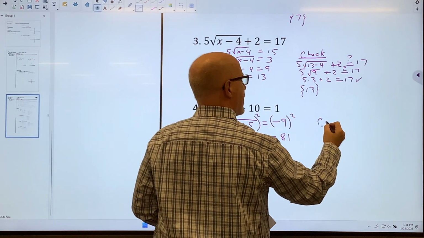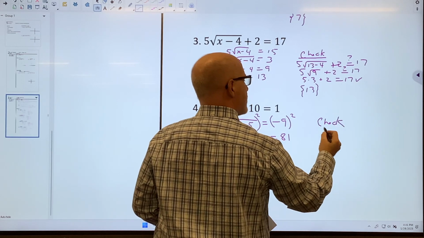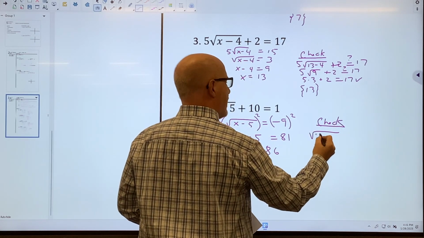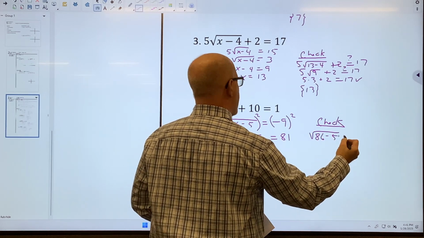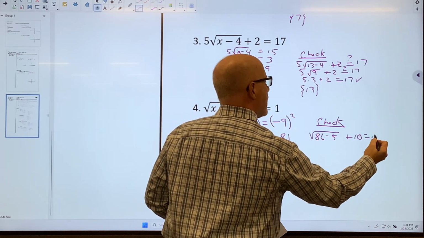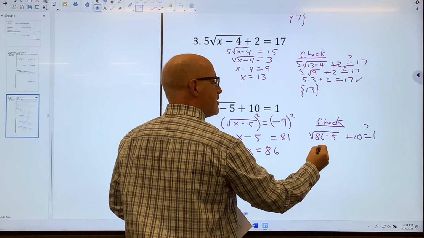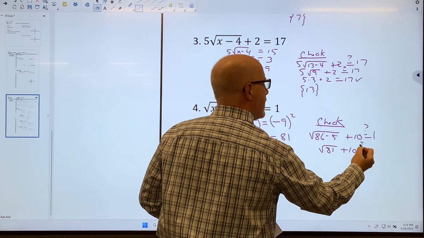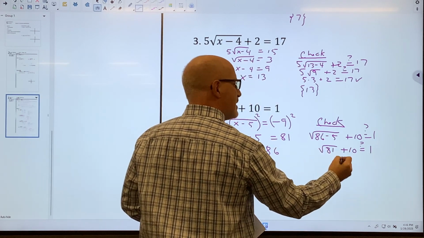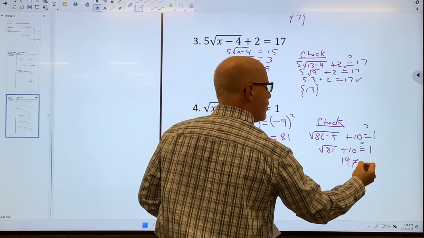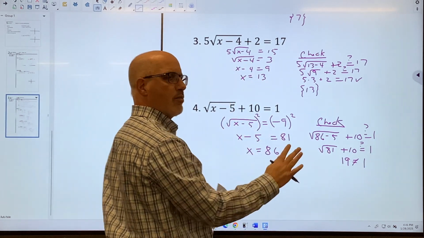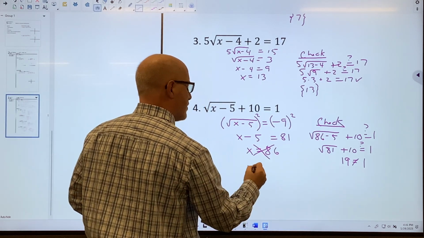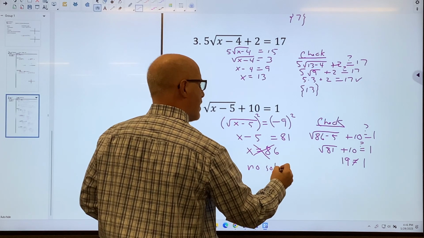So we want to go ahead and check our answers. Checking this one, I'm going to put it back in the original. So the square root of 86 minus 5 plus 10, does that equal 1? This is the square root of 81 plus 10, does that equal 1? That's 9 plus 10 is 19, which does not equal 1. So those don't equal each other. That means that this is not a solution, so we have no solution to this problem.